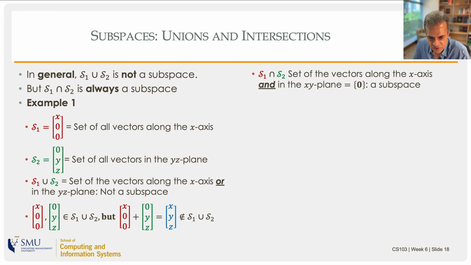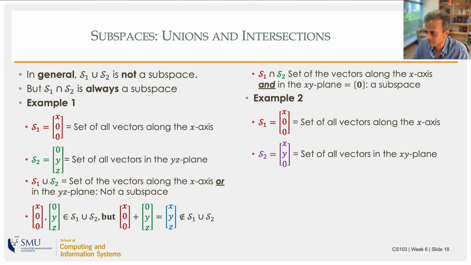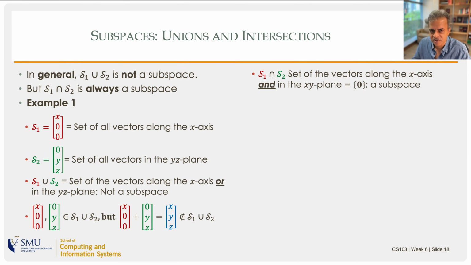But what's the intersection of these two things? Intersection in this case will be the case where x is 0 and y and z are 0 also. So it's just the 0 vector. It's just one element in a set, and that happens to be a subspace. Why? Because take any 0 vector in the subspace, scale it by any number you want, it'll still be 0. Take two vectors in the subspace, there's only one vector, so take it twice, add them up, you still get 0. So it is closed under scaling and addition, so it is a subspace.